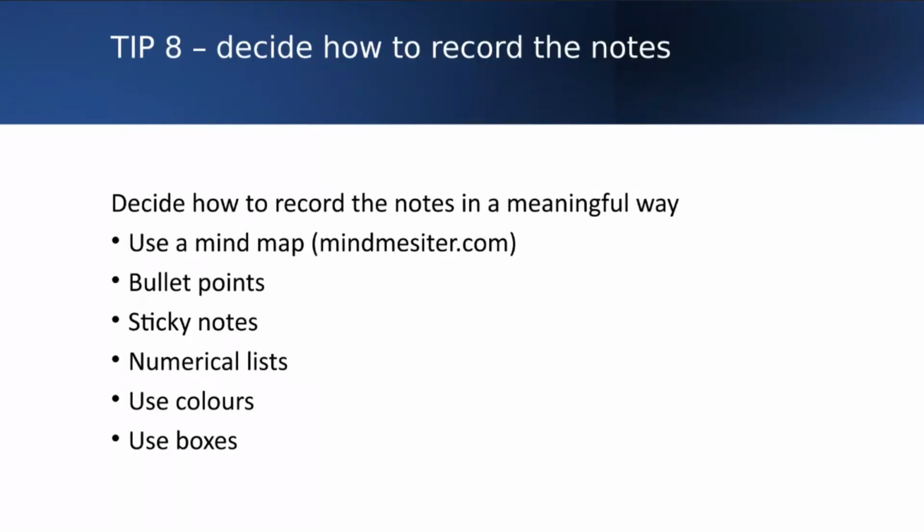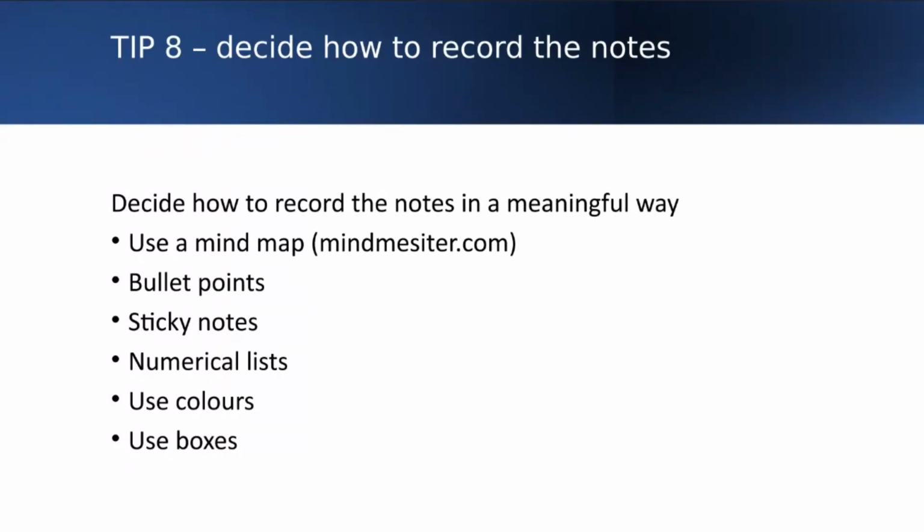So decide how to record the notes. You need to decide how you're going to record them. You don't have to just make written notes. There's a different way of doing things. There's always an alternative. So you can use a mind map. Mindmeister.com is a mind map that I've used, and it's free. Having said that, it only allows you to make 3 mind maps, so it's dead easy to set up. So if you work in images or diagrams rather than just words, that's a good way of doing it. Bullet points.